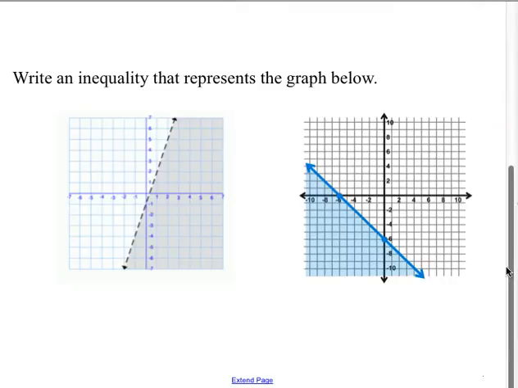Now what about here? Writing an inequality, okay? To write an inequality means that you have to first figure out the equation of the line and then interpret what that inequality symbol should look like.